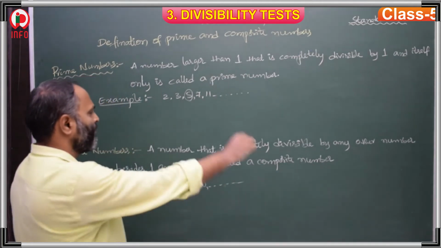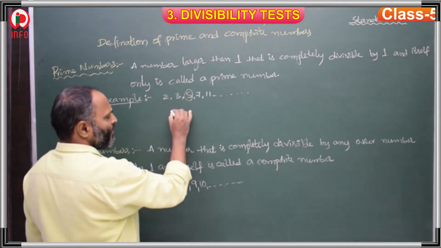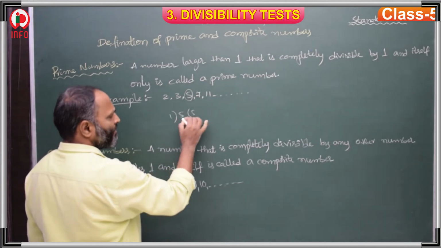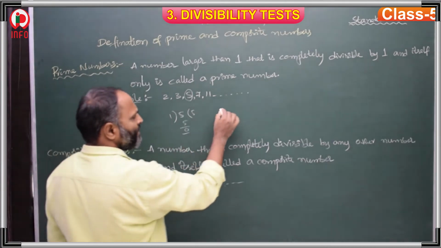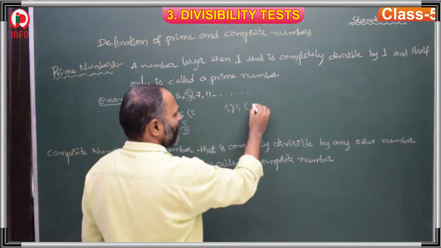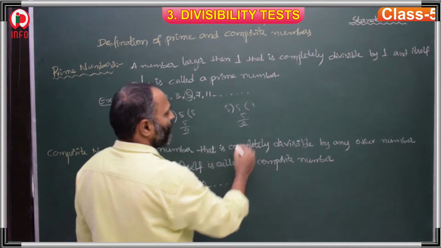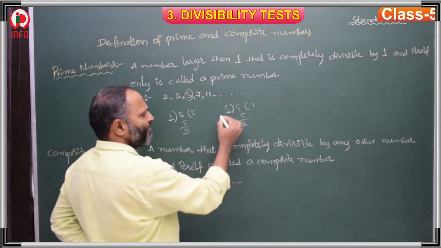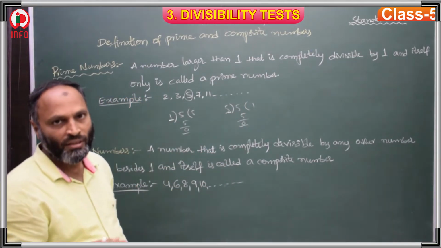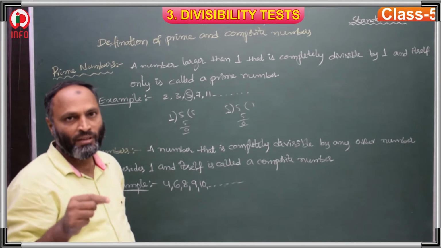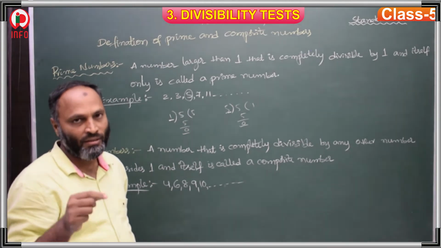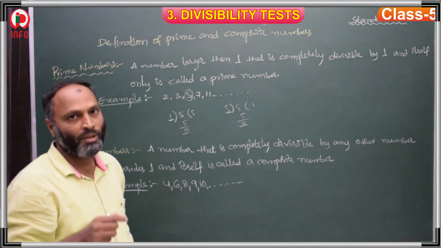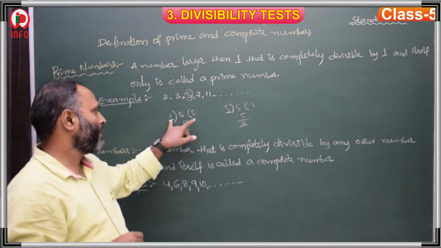What does prime number mean? If I take 5, 5 is divisible by 1, since 1 fives are 5. 5 is divisible by 5, since 5 ones are 5. We have only two factors, that is 1 and itself. A number which has only 1 and itself as factors is called a prime number.